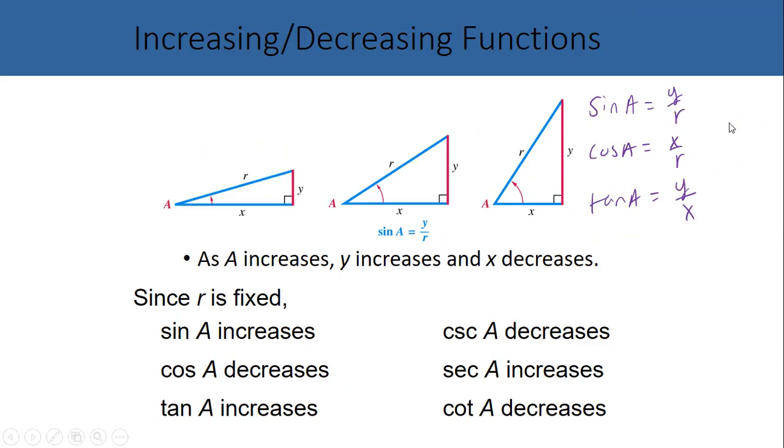So now it's R over X. The smaller my X gets, the less people I'm sharing my money with, right? So therefore, that's why it's getting bigger. I'm sharing with less people. But it's also just generally the opposite. I'm reciprocating it. So if cosine is decreasing, then secant is increasing.